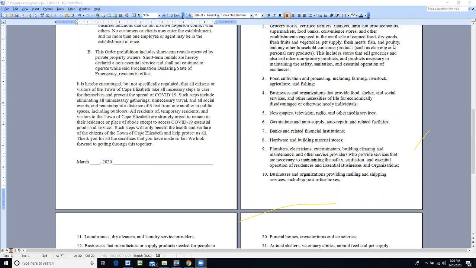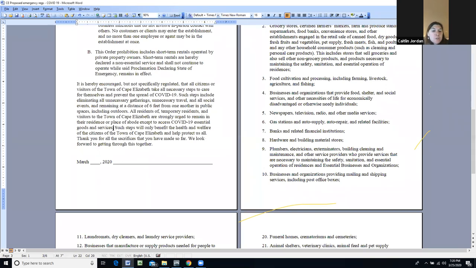Caitlin and then Penny. Oh, I was going to, what row was that? So long ago. When you were typing in and you finished your sentence, were you going to add in about the exercise and the dog walking, or is that included somewhere in the COVID-19 essential goods and services language that I'm missing?